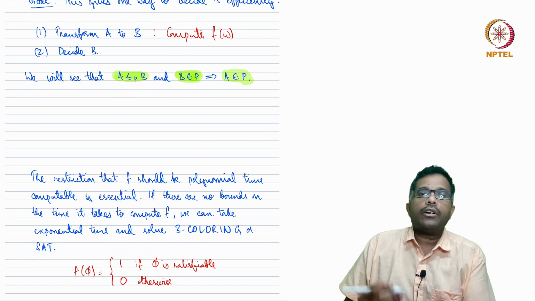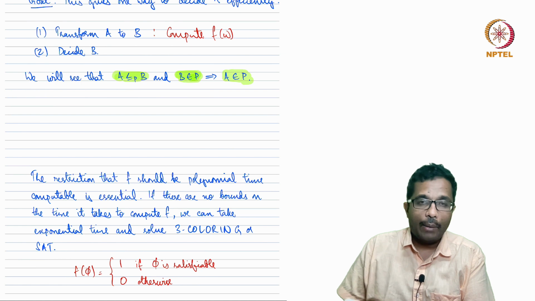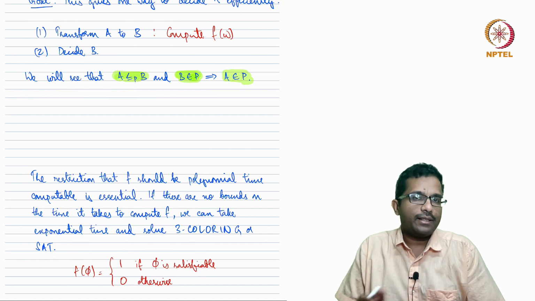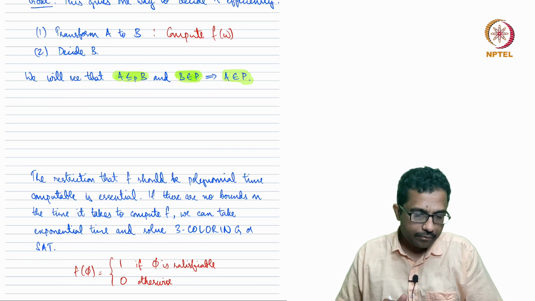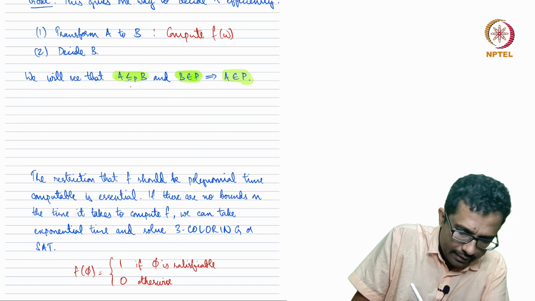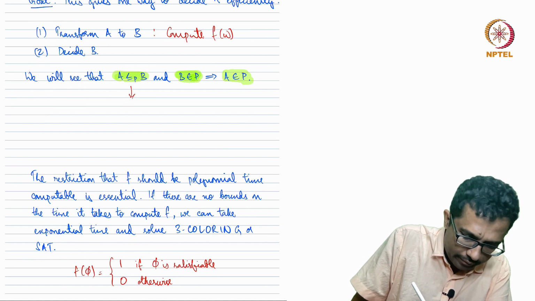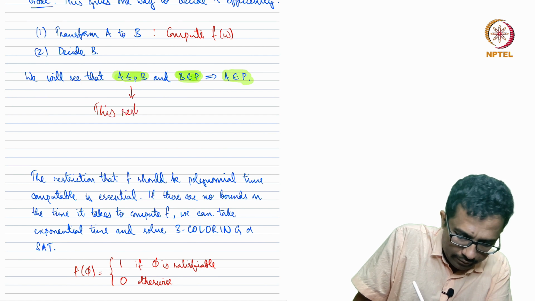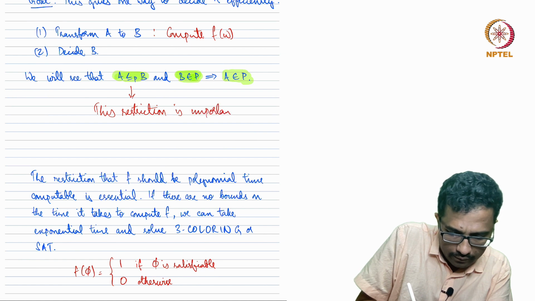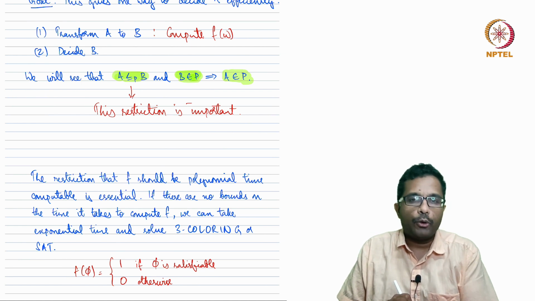If you recall, we had this statement in chapter 5 that suppose A is mapping reducible to B and B is decidable, this implies A is decidable. This is something analogous to that, right? And the point that I want to say is that this restriction is important. So suppose we did not have this restriction of polynomial time computable, right?